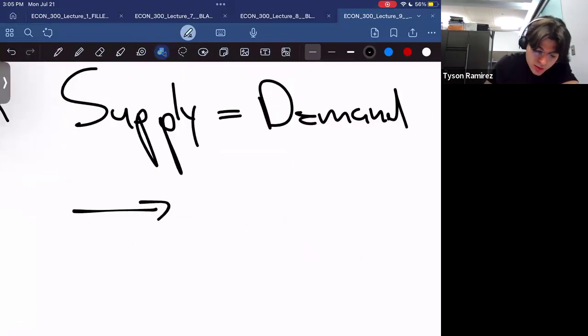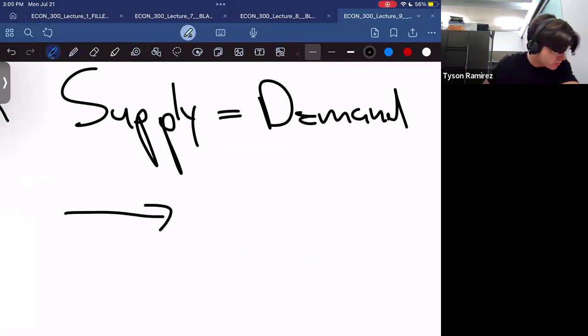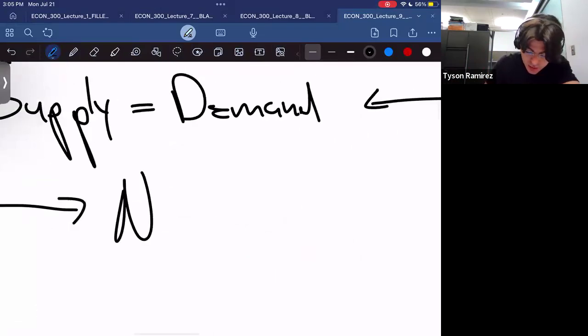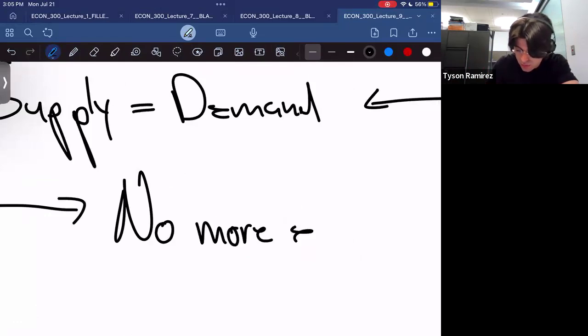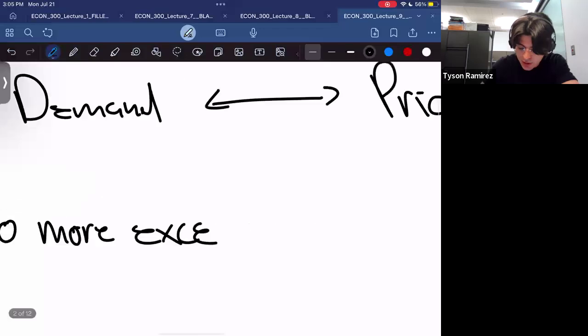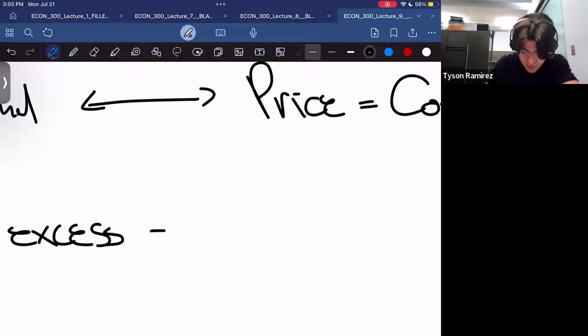And then let me get this pen back. At this point, there is no more extra or excess surplus to be gained.